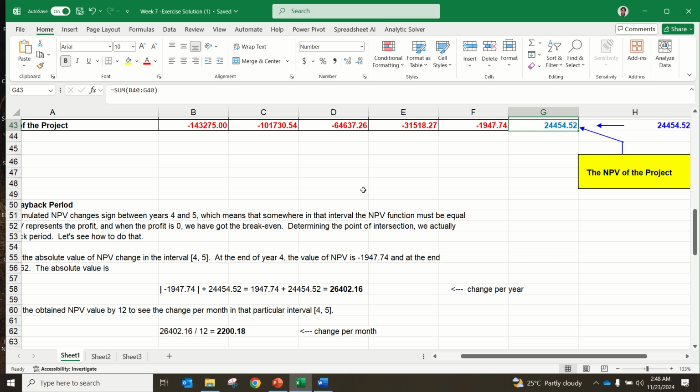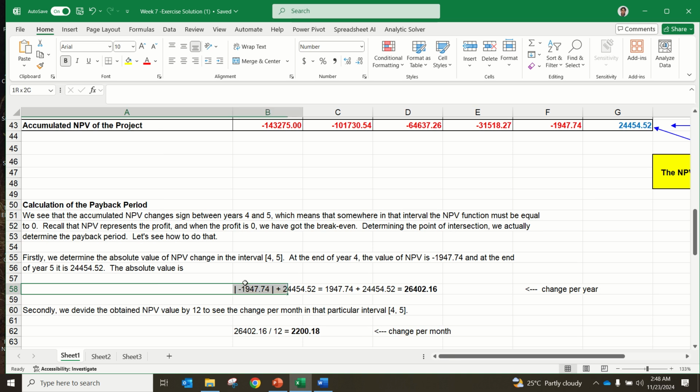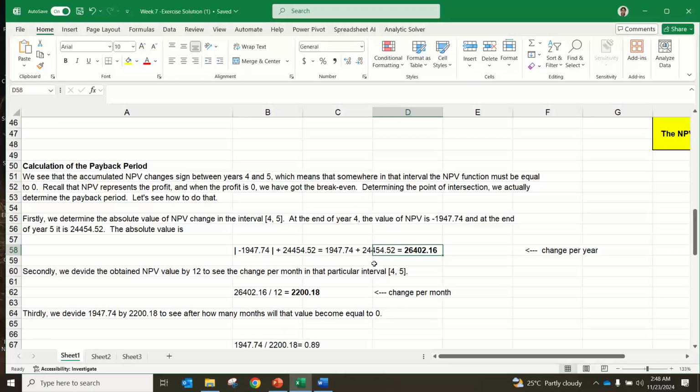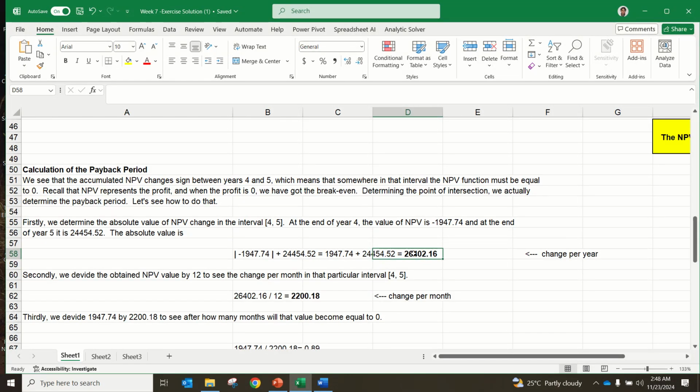So instead of saying 10 minus 5, I could say 10 plus mod 5. That is exactly what is used in this particular statement. So you are doing subtraction between these two values, and you will get this value. Now what is this value? This value is the change per year. Now I don't want the change per year. I want to know how many months it has taken. So what will I do? I will take this value divided by 12.